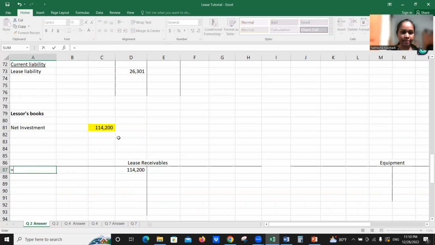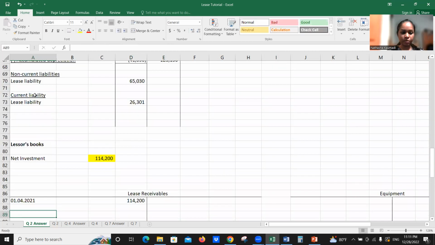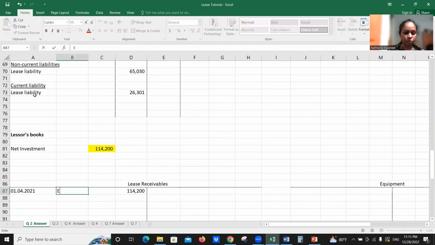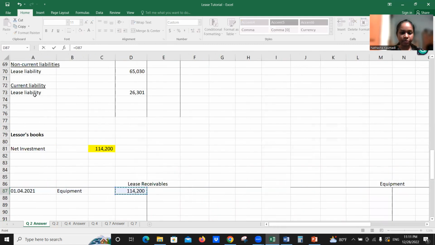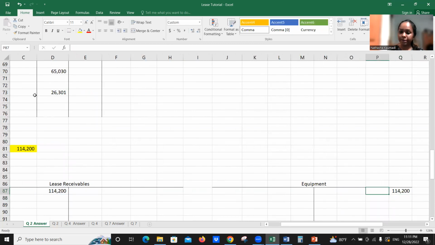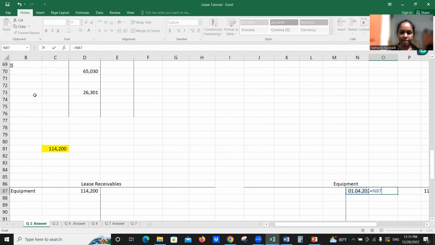අපි එතකොට initial. What is the initial date? Initial date is 1st April 2021. You write it as equipment. අපි equipment account එක අපේ asset එක ගත්ත account එකෙන් තමයි ඒ ගාන අයින් කරන්නේ 114,200. So the date would be the same. You write it as lease receivables.